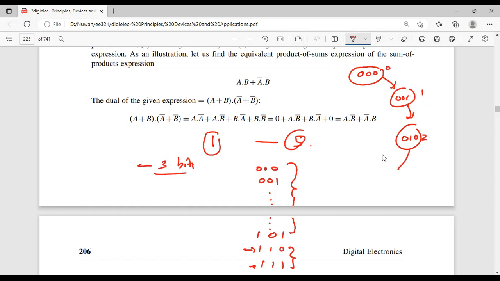Then 0 1 1, this is 3. 1 0 0, this is 4. 1 0 1, this is 5. So you have to come up to this. Then you have to skip 6 and 7, you have to skip them. Then after this you have to again come back to this one. So this is your state diagram.